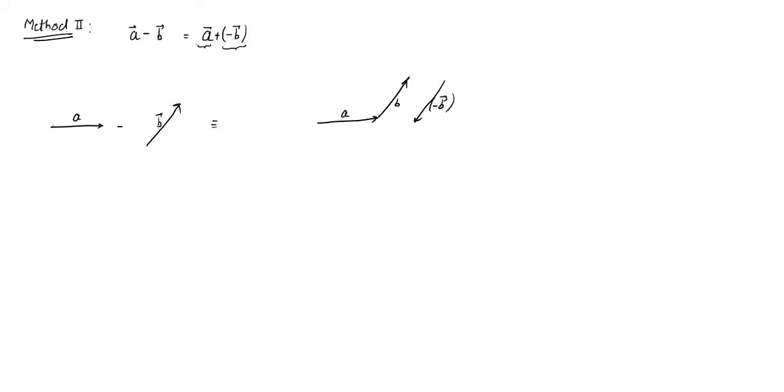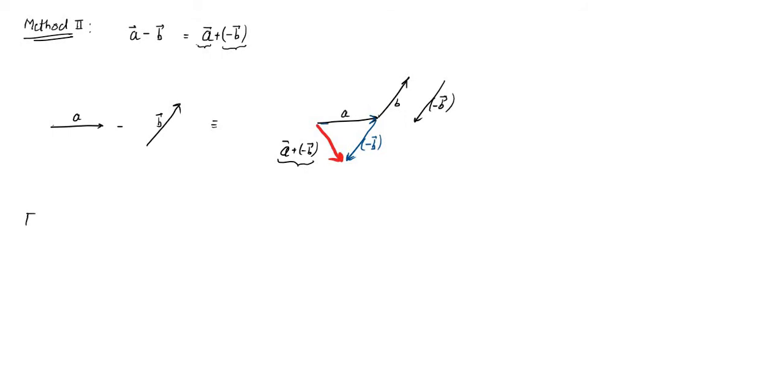Now what we need to do is shift this minus B vector to this position. So let us say this be the second vector, that is minus of B, and we need to find out vector A plus minus of vector B. This will be equal to this vector. So here we are using the technique of addition to determine subtraction of vectors.